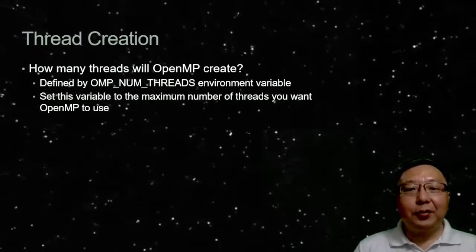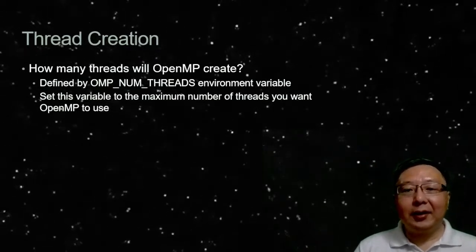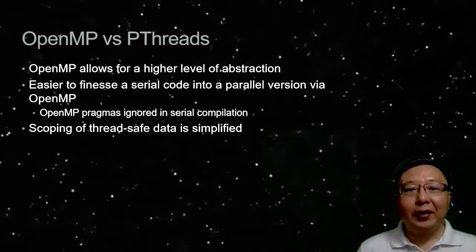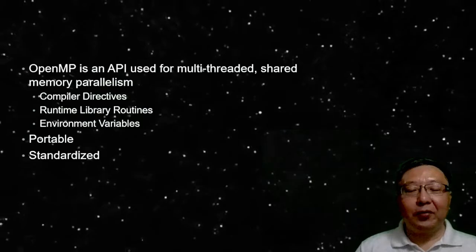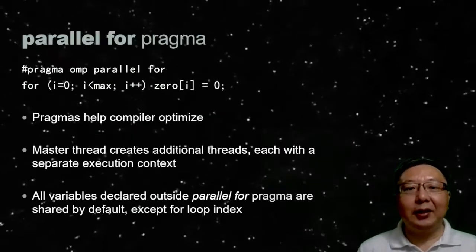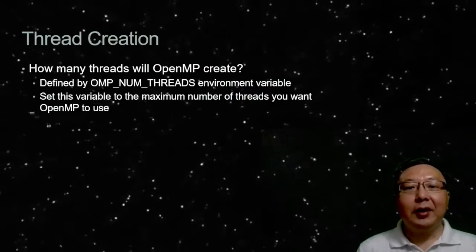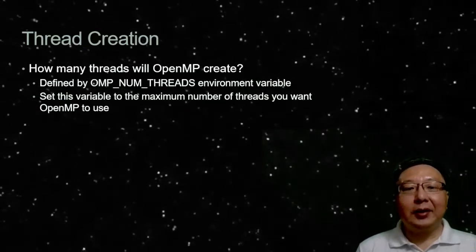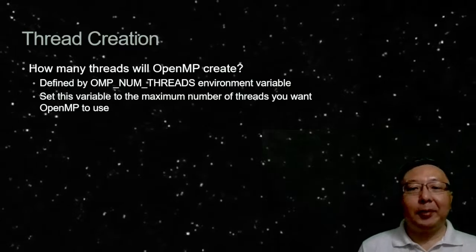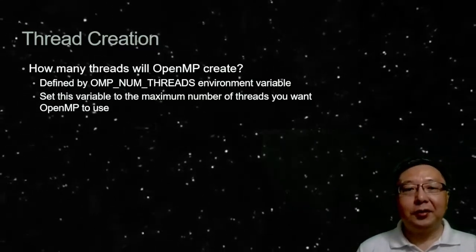So how many threads will OpenMP create? Remember I said earlier that there was this thing called environment variables. You might be wondering what it was, and here is where we see the environment variable, OMP_NUM_THREADS. This environment variable will tell OpenMP this is the maximum number of threads you want it to use.